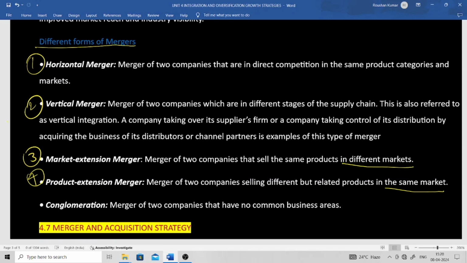Then you have the fifth one, conglomeration. Here it is a merger of two companies that have no common business area. That's about conglomeration.